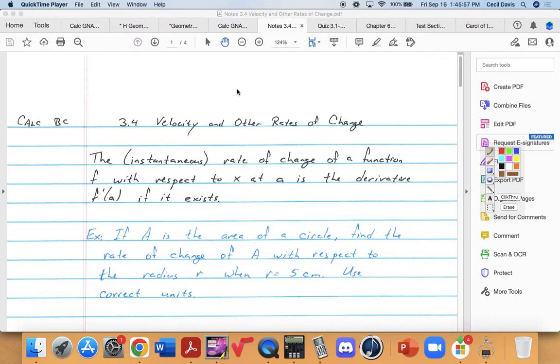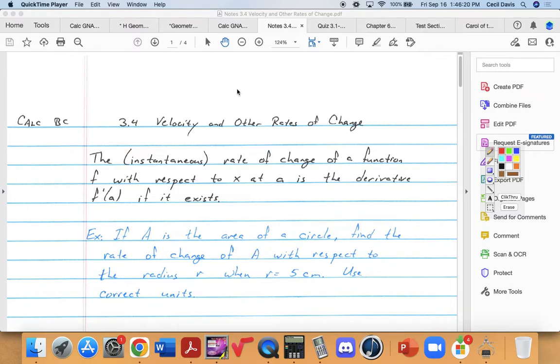Let's try this again. So the whole point of doing derivatives is to be able to make applications. One of the easiest ones is velocity, but we'll do other rates of change as well. So the instantaneous rate of change of a function f with respect to x at a is the derivative, f prime of a, if it exists.